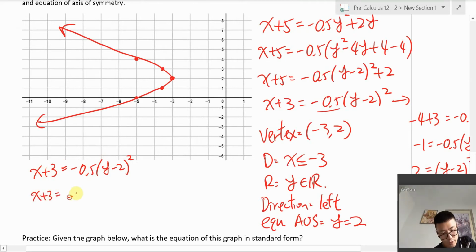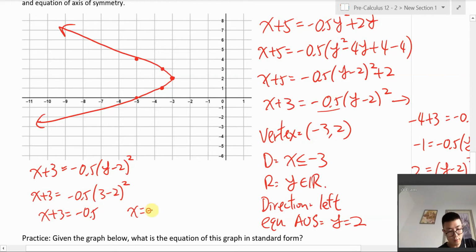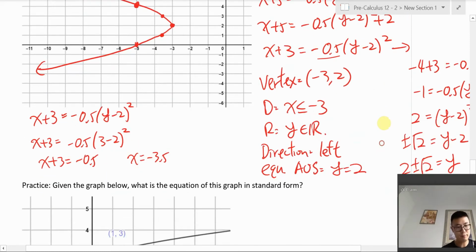If you let y equal 3, then this becomes 3 minus 2 squared. So then you get x plus 3 is equal to, well, 3 minus 2 is 1, and 1 squared is 1, times negative 0.5. Then you can move the 3 to the right, and you get x equals negative 3.5. That's exactly what I said there. So maybe that might be easier actually, and then you just need to make sure you get some nice points like that one right here, so you can get your parabola shape.